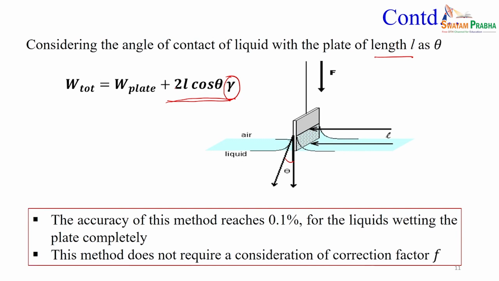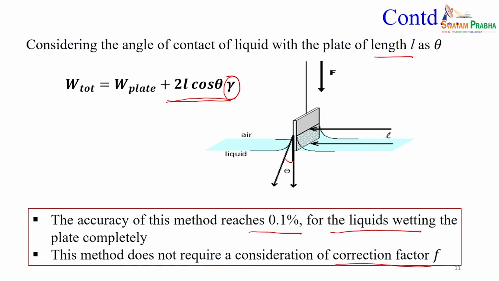So, the advantage of this method is that it does not require a consideration of the correction factor. This is the first advantage, and the second advantage is that the accuracy of this method is 0.1% if the liquids are wetting properly to the plate material.